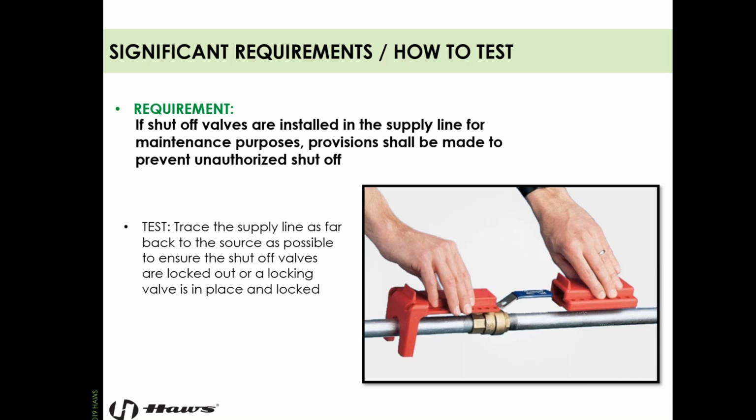So trace the supply line back as far as you can, check for shutoff valves, and if you don't have a locking valve in place, there's plenty of LOTO devices, which I prefer. I think that adds a certain amount of responsibility on the maintenance user or team member to replace that LOTO device after they're done. Holds them accountable, I think.